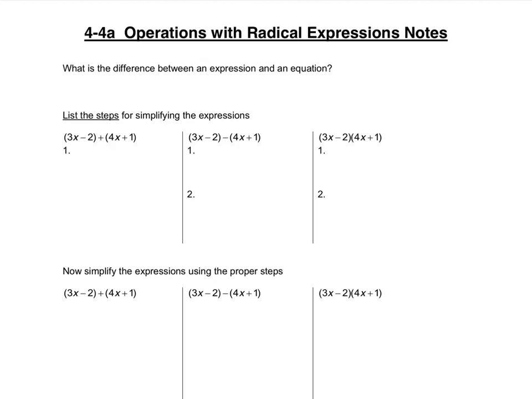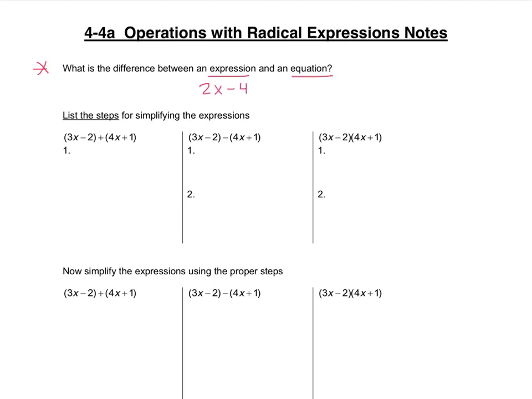Today we will work on lesson 4.4a, which is operations with radical expressions. Now, let's start with the first question. What's the difference between an expression and an equation? Remember that an expression is something like 2x minus 4.